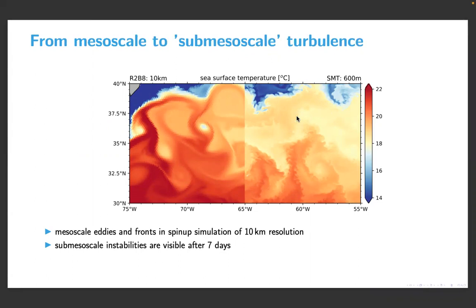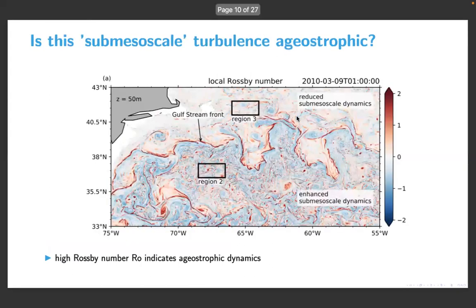Now the question is, with these submesoscales, what type of dynamical regime are they in? In principle, they could also be geostrophically balanced. They do not necessarily have to be ageostrophic, or in a different dynamical regime than what is known from the larger scales.